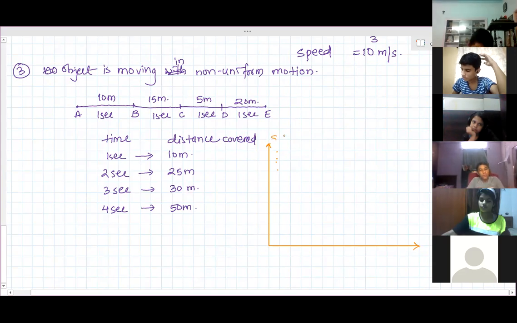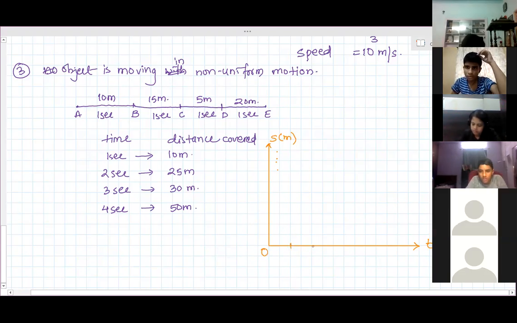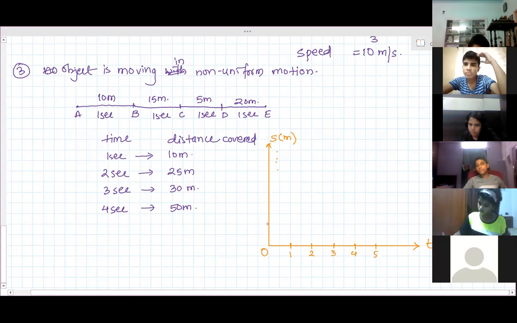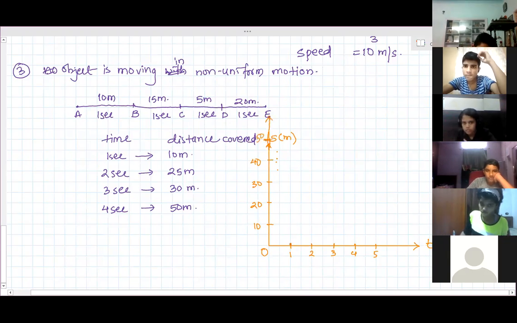this is distance S in meters and time T in seconds. Okay. So now 0 meter. First listen, see, and then write. 1 second, 2 seconds, 3 seconds, 4 seconds, 5 seconds. Distance covered 10, 20, 30, 40, and here it is 50. So at 1 second, distance covered is 10 meters.